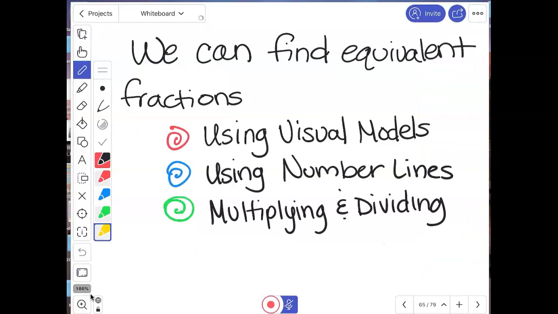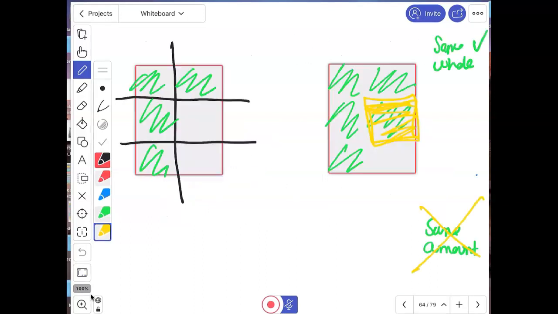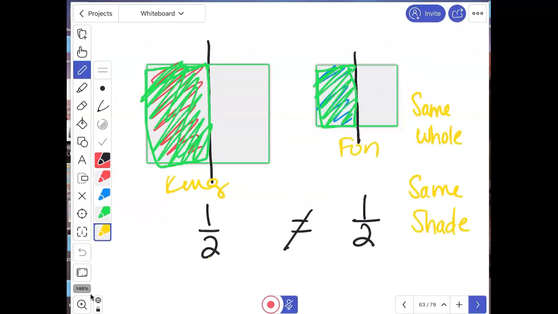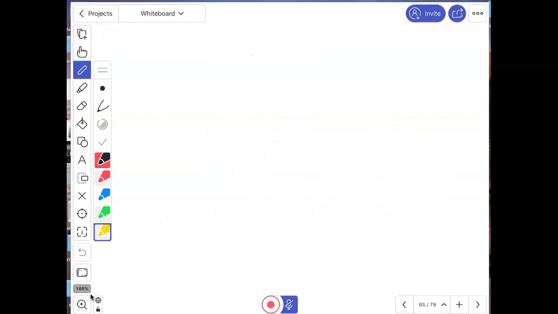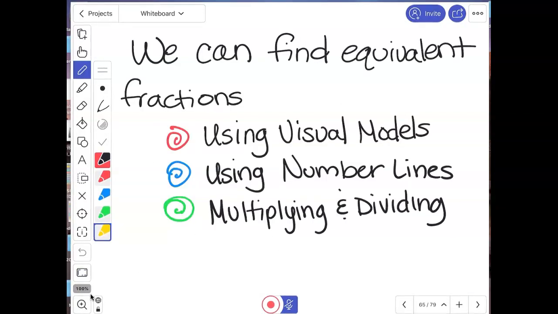So we can find equivalent fractions using a variety of methods. One is using visual models. That's what we've done here. These are all visual models that either represent or don't represent equivalent fractions. Another way is using number lines. And lastly, it's using multiplying and dividing. Before I move on, we're going to practice equivalent models one more time. So a couple more with visual models.